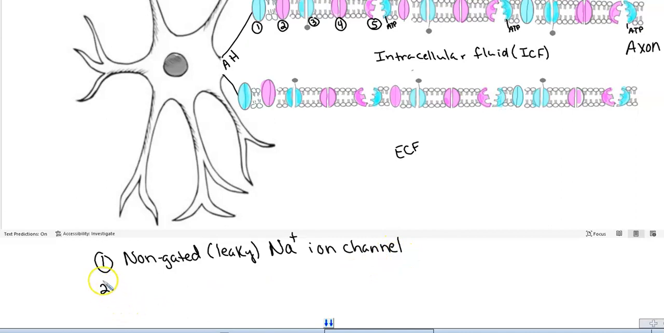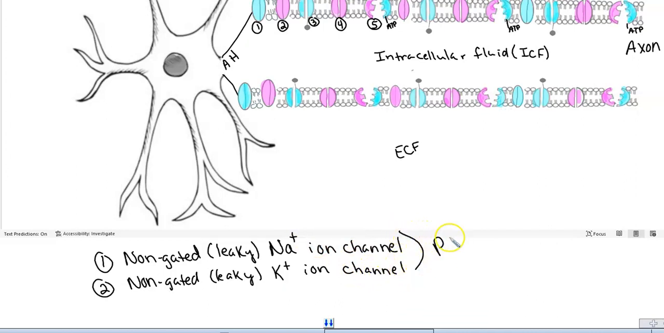And our number 2 is also a non-gated, leaky, but this one's a potassium channel. So all the pinks we've got are potassium, and all the turquoise are sodium channels. And because they're leaky channels, they are passive transport.